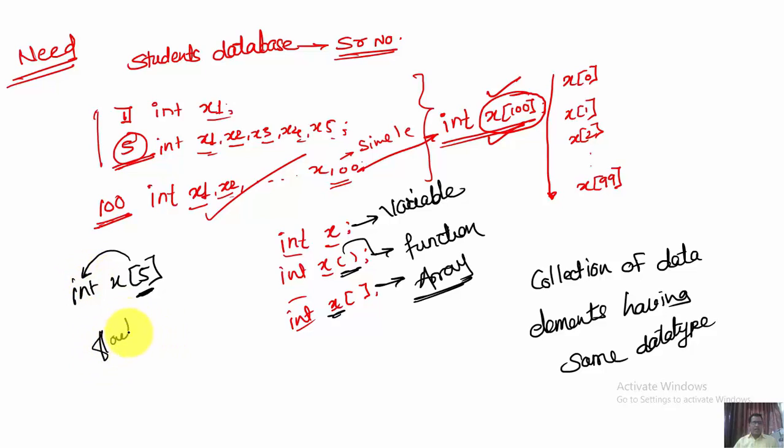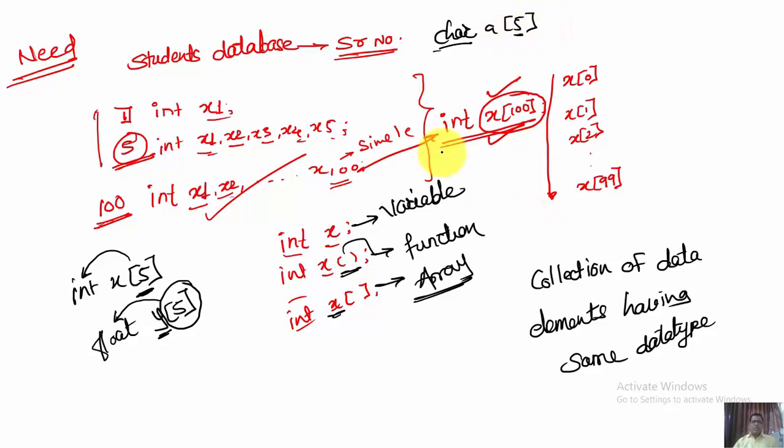Suppose I declare float y of 5. What does it indicate? y is an array which is going to hold 5 different values, and all these values are floating point values. If I declare char a of 5, what does it indicate? In total I am going to hold 5 different characters, so there is no number or floating point value.